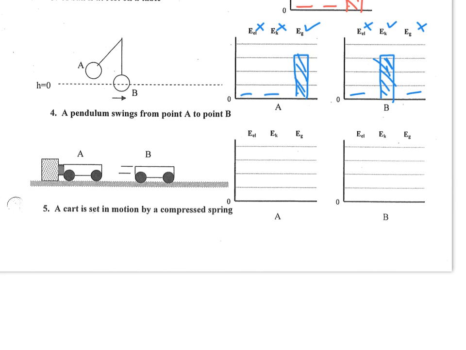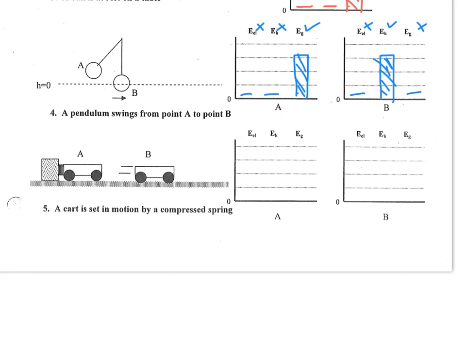You want to show that energy is conserved between part A and part B. Energy can't be created or destroyed. In these cases, it's not leaving the system. So the number in A has to equal the number in B. Let's look at number 5.